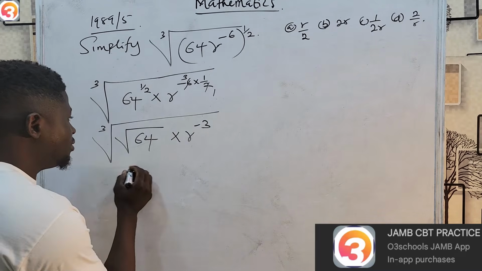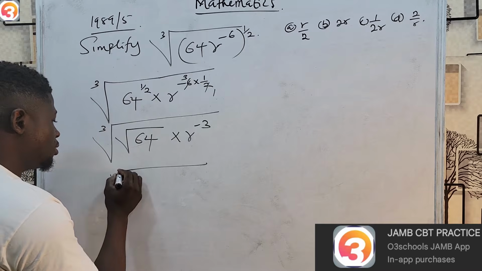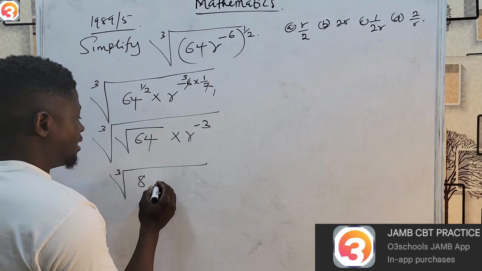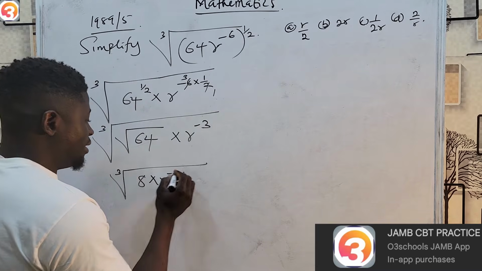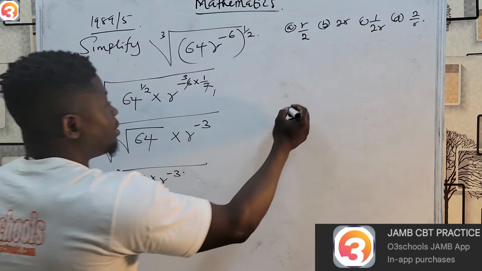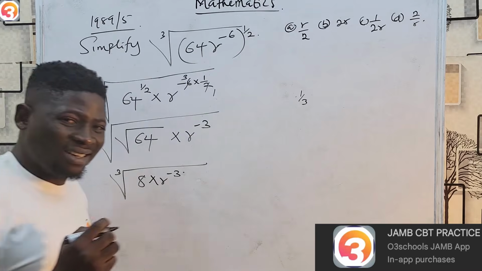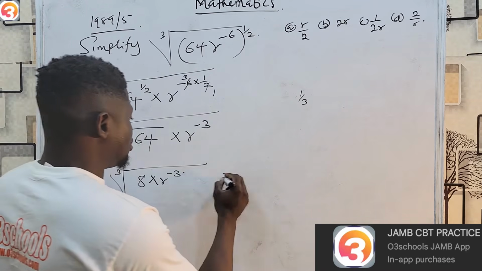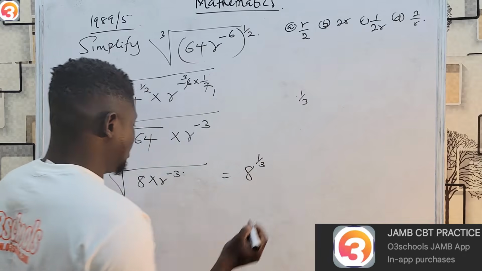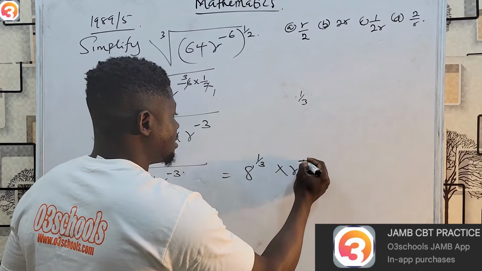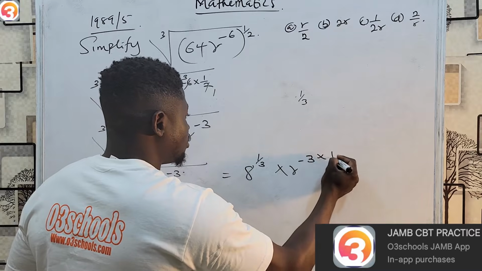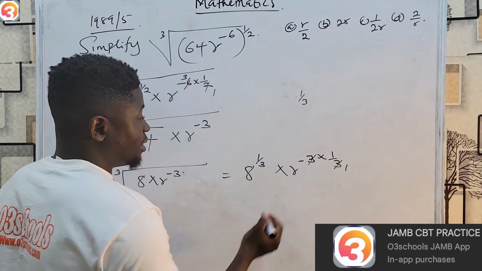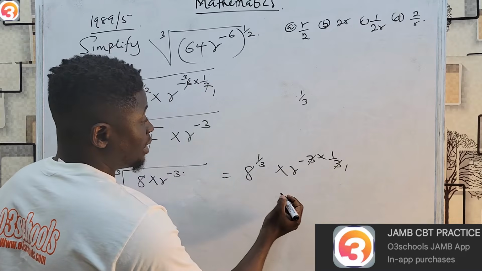So I want to have third root of what? What is the square root of 64? 8. Then times R raised to power minus 3. Now we're having third root. Third root means power of 1 over 3. That's what third root means. So you can simply break this to be equal to 8 raised to 1 over 3, then times R raised to power minus 3 times 1 over 3. So that 3 will cancel 3, leaving minus 1 there, of course.